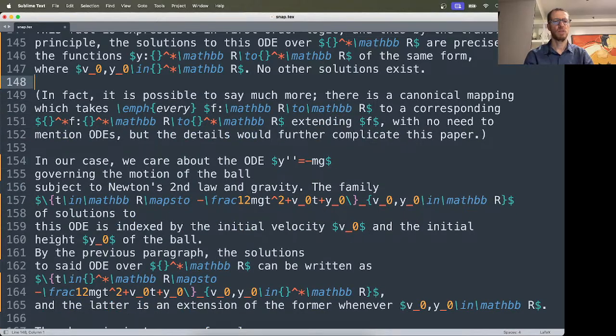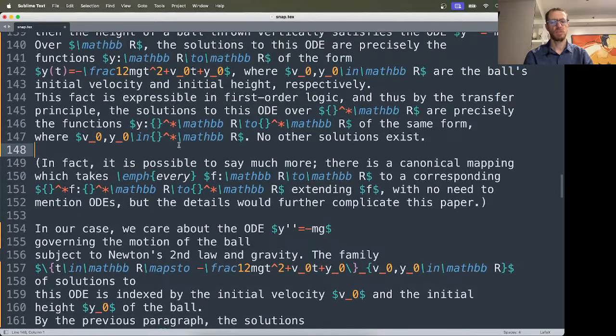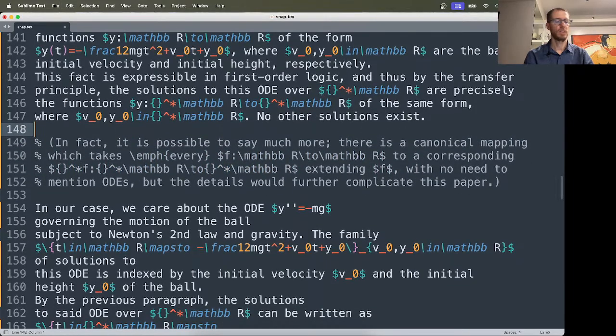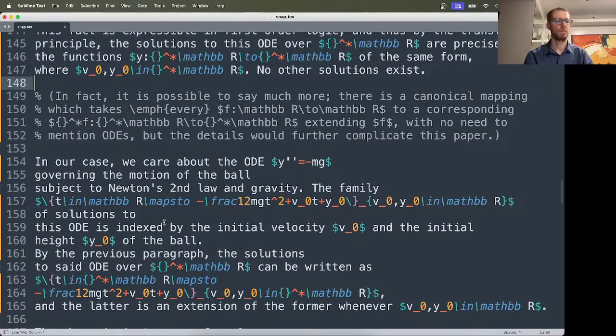Should we keep this parenthetical about the stronger statement? I don't really think we need it. I'll comment it out for the moment. Leave it in a commented out form.